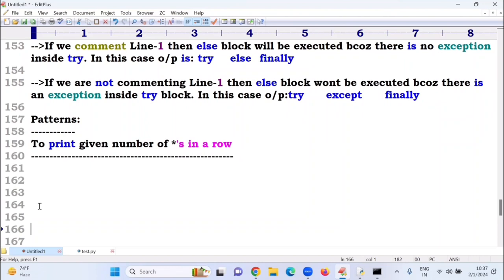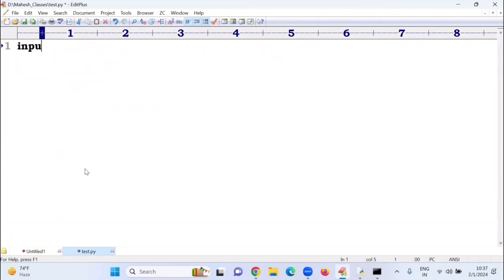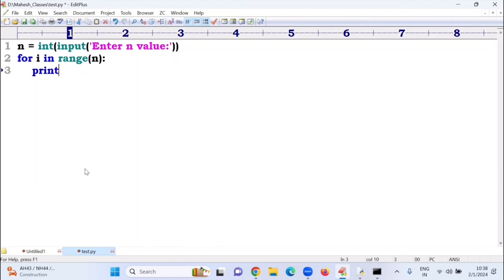From the keyboard I need to ask, check this. Input is the function to take the data from the keyboard. I'm asking enter n value. The value may be anything, 3, 4, 5, anything. Those many stars you have to print in a single row. Take a for loop, for i in range of n. So what is the n value? Maybe the n value is 3. Three stars I want to print.